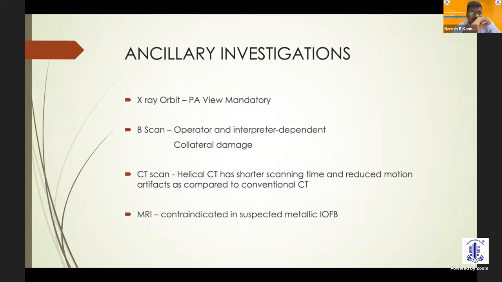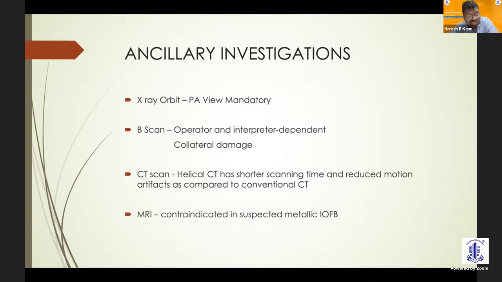X-ray PA view is very, very important, because for medical legal purposes X-ray has to be done, not only to rule out foreign body, but also for our safety. B-scan is a wonderful tool. Many people will say it will expulse the contents; very rarely it does. If the integrity is okay, don't give the pressure. It gives us the details of the collateral damage, whether the patient has a dislocated lens, retinal detachment or hemorrhage.